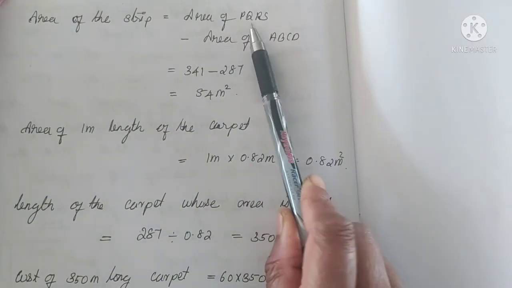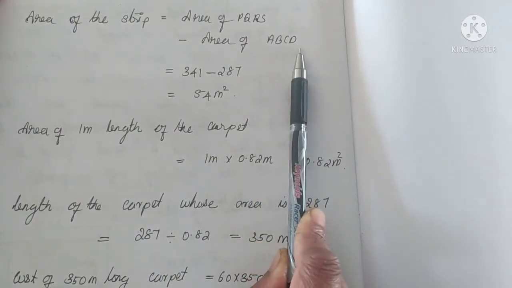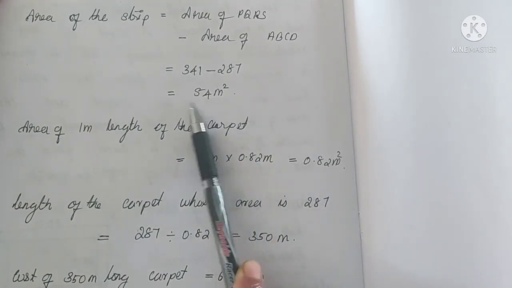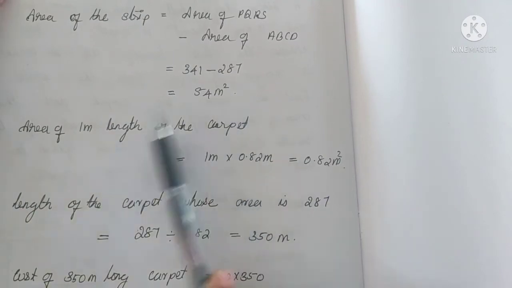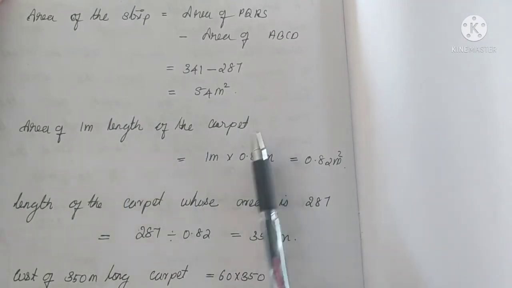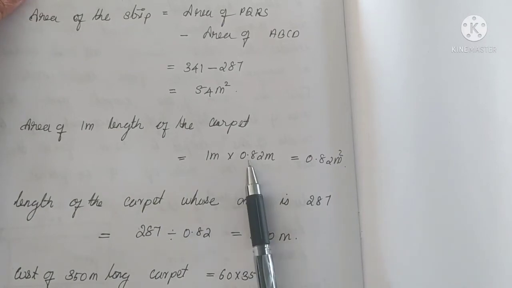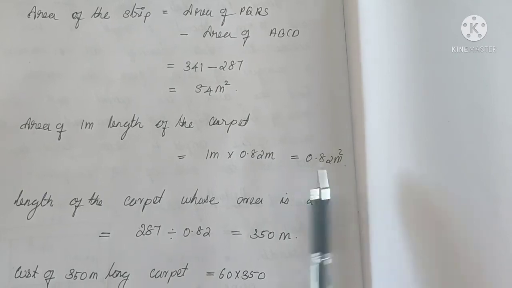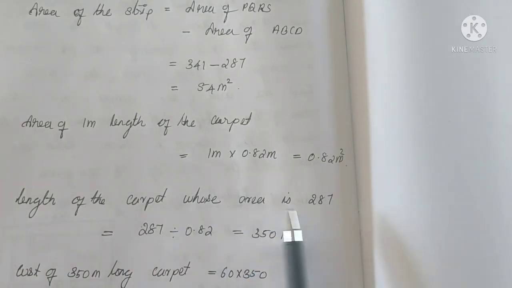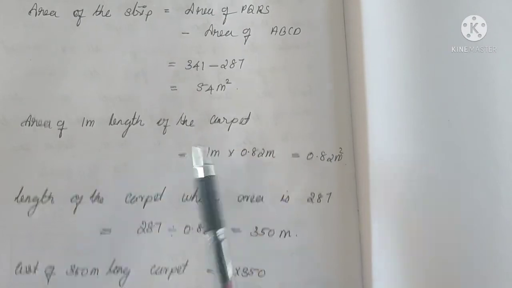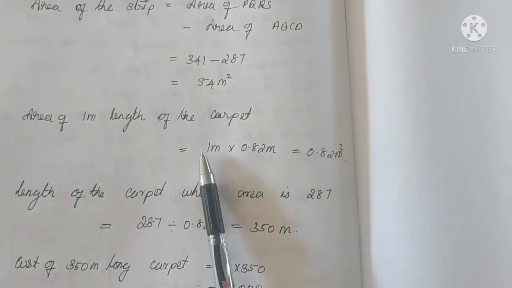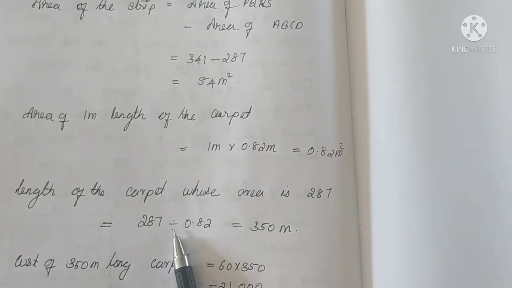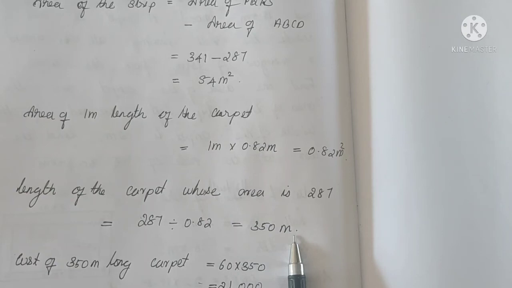Area of the strip is equal to area of PQRS minus area of ABCD, which is equal to 341 minus 287, and that is equal to 54 meter square. Now, area of 1 meter length of the carpet is equal to 1 meter into 0.82 meter, which is equal to 0.82 meter square. Listen, if we got the area of the carpet, the breadth of the carpet is already given in the question, so we can find length of the carpet, area divided by breadth, that is equal to 350 meter.